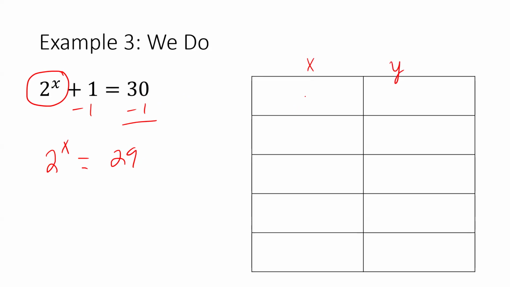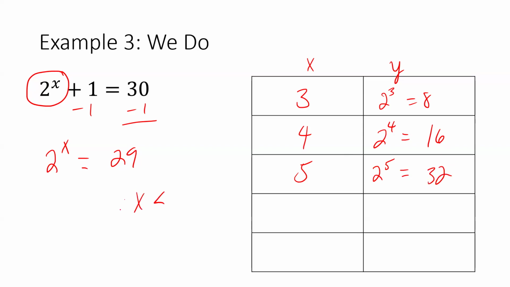I'm going to just go ahead and jump to x is 3. Is that cool? x is 3. That's 2 to the 3rd, which is 8. Then I have 2 to the 4th, which is 16. Then I have 2 to the 5th, which is 32. And therefore, x is between 4 and 5. Greater than 4 and less than 5.